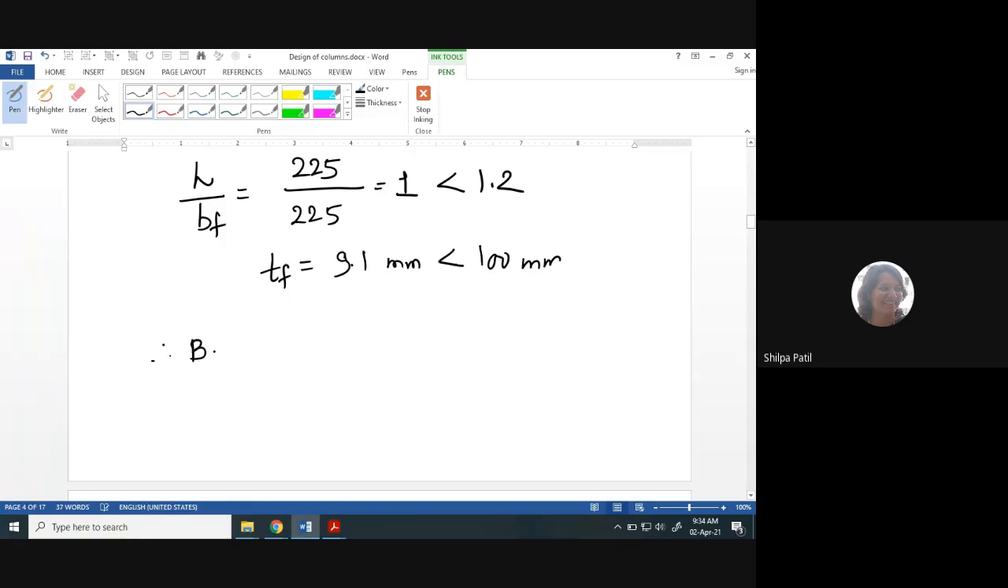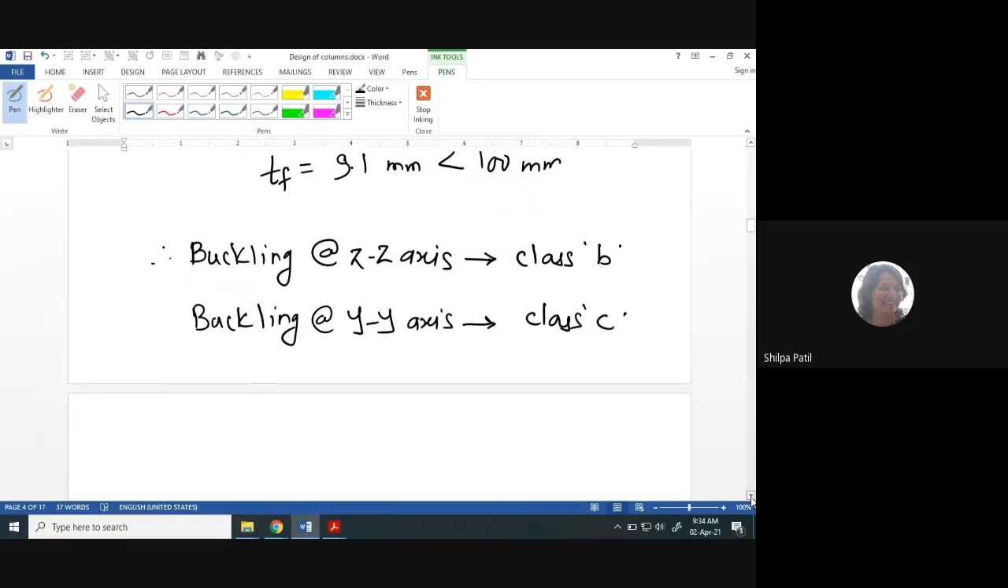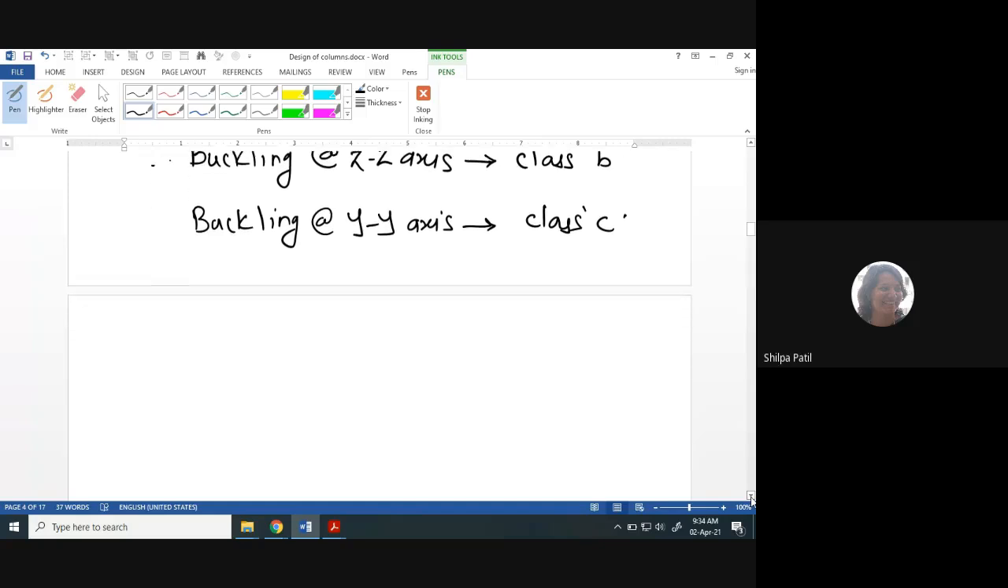Therefore, buckling about ZZ axis class is B, and buckling about YY axis class is C. See here now, we are getting two different buckling classes for considering two different axes of buckling.